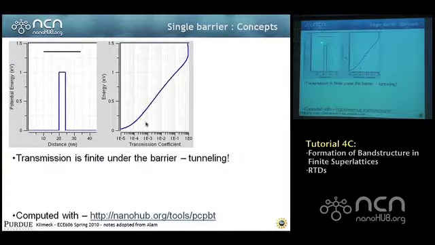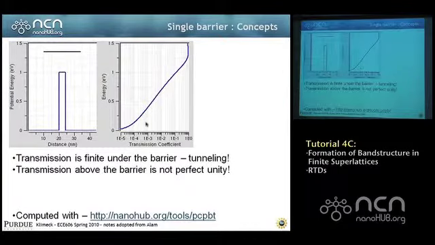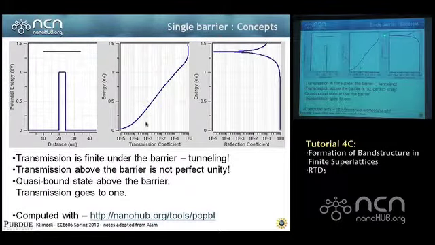So you can transmit through a barrier. It's exponential decay under the barrier, but on top of the barrier, it's not exactly one, and there's a sort of quasi-bound state that exists. And at that quasi-bound state, the reflection is going away and transmission is going to 1, which means above the barrier, the reflection is not exactly 0, okay? There are still electron waves that are going to be reflected above the barrier.